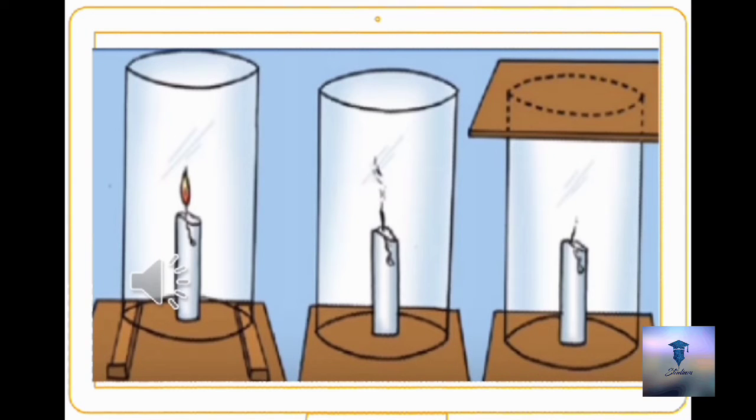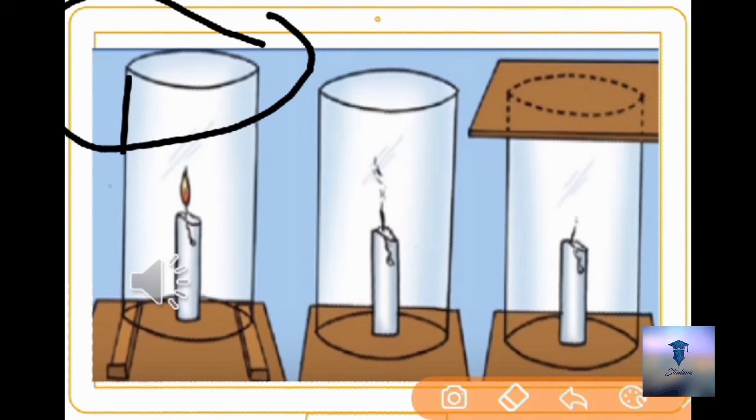So as you can see in this image, in the experiment in step 1, it showed that take a flask and a wooden base and put the candle inside the flask, but the top of the flask should be open so that the air can get inside the flask and the candle remains burning.